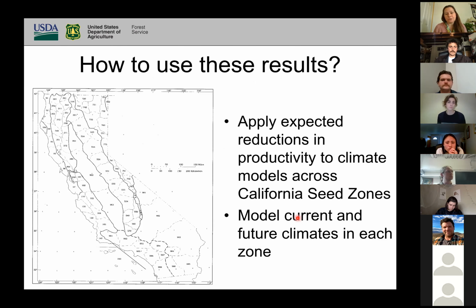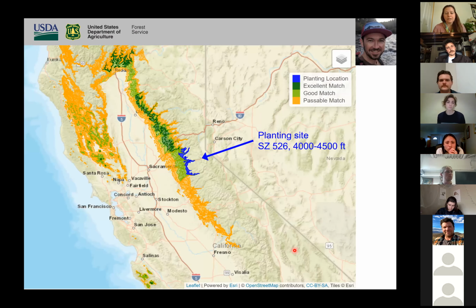So how do we use these results? Let's apply these expected reductions in productivity to the climate models across the California seed zones and model current and future climates in each zone. So what does this look like? Joe put together this tool, and I think the website will be coming up for it. The blue area is indicating the planting site where you want to plant trees. And hey, here's that seed zone 526 again, which we were looking at earlier in the talk, from 4,000 to 4,500 feet. And the tool selects excellent matches, good matches, and passable matches across all of California.